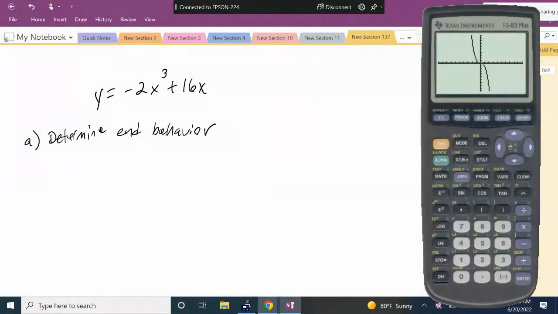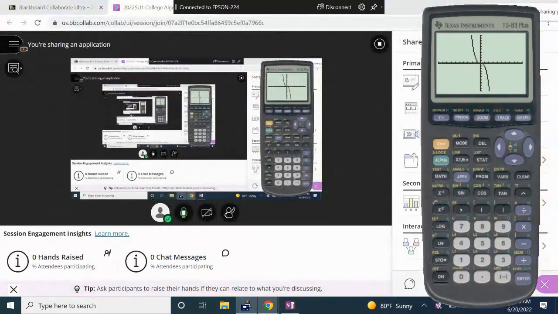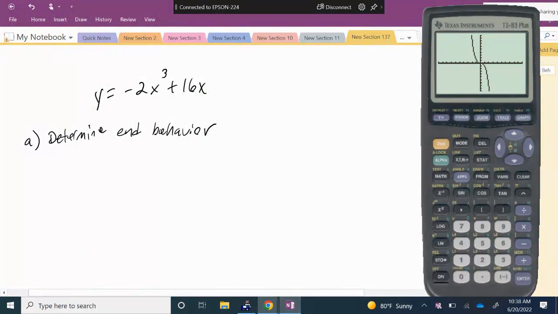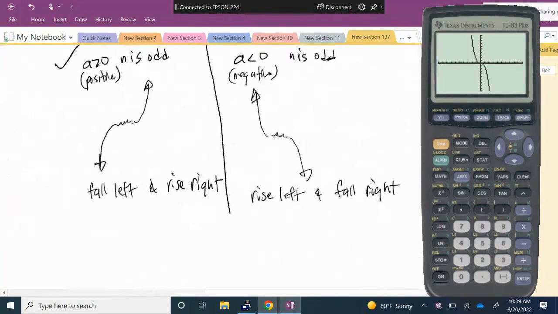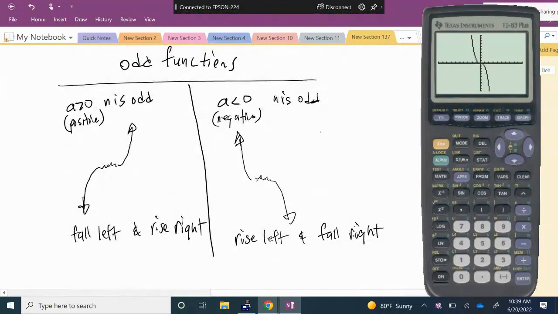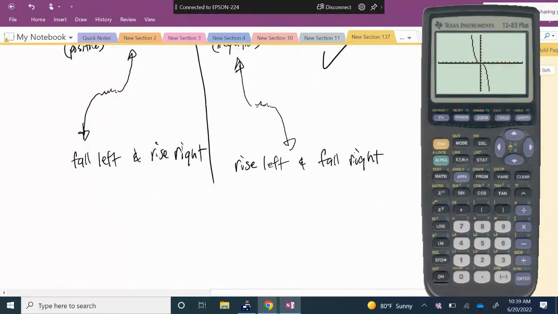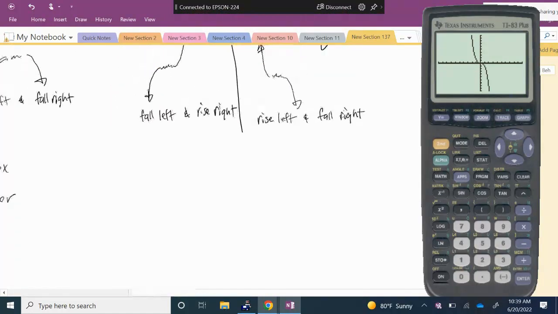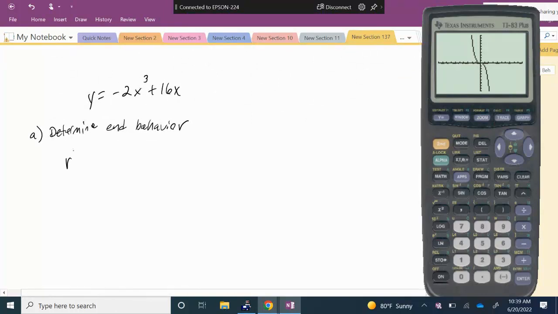All right, so in order to determine the end behavior, we're going to look at the dominating term, which is negative 2x cubed. All right, and we see that the leading coefficient is negative, the exponent is odd. So we look back to our setup. I believe that would fit this setup. The leading coefficient is negative, the exponent is odd. So that graph should rise to the left and fall to the right. So rise to the left and fall to the right.